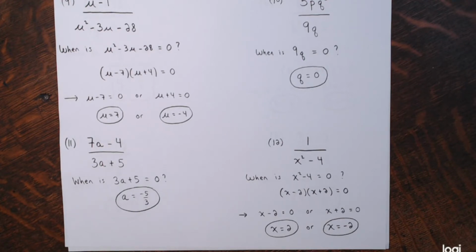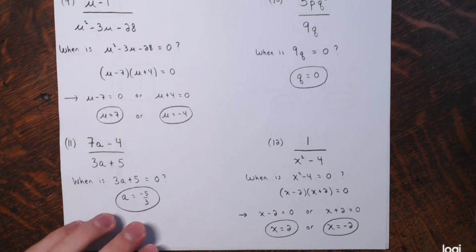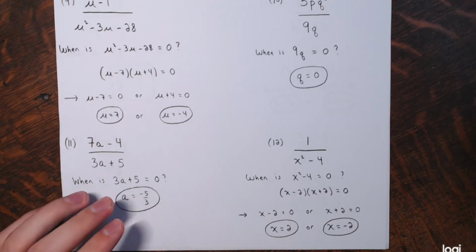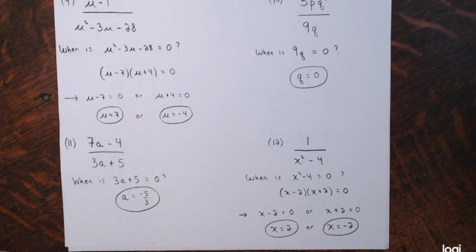That's undefined. Okay, so again, simple enough, I hope. Every single one of these is exactly the same. You ask the same question every time. When is the expression in the denominator equal to 0? And once you solve that equation, those are the values that make the fraction undefined, and those are the values that you can't plug in.